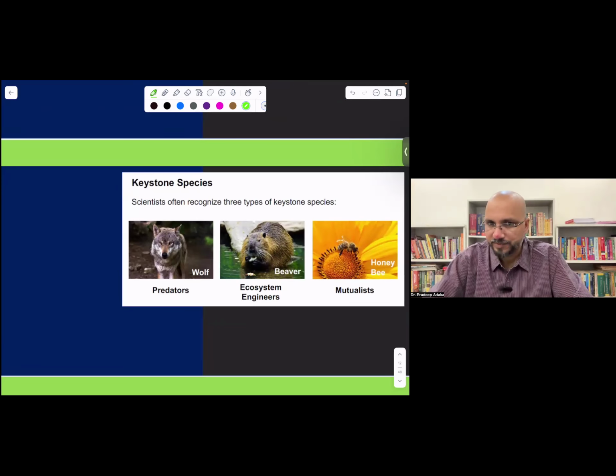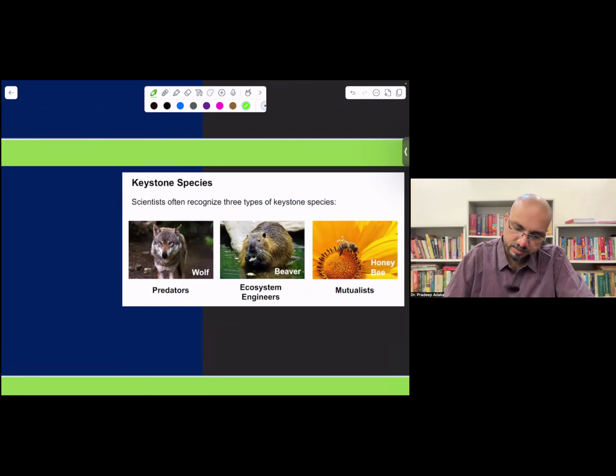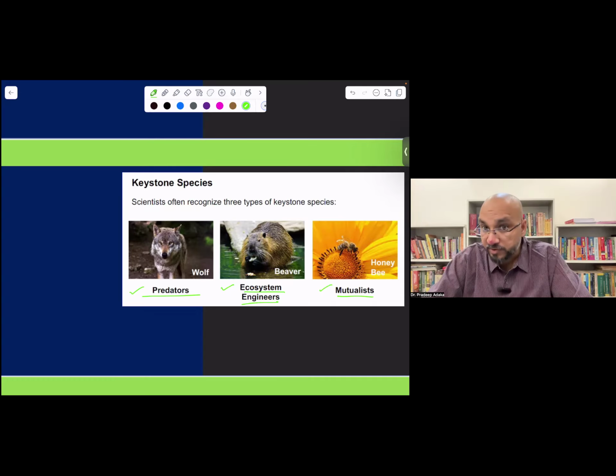Scientists have often recognized three types of keystone species. One group is predators: tigers, wolves fall under this. Then there are ecosystem engineers: beavers, for example, and the elephant also falls in this particular category. Then mutualists: honeybees, right? For the majority of flowers, the honeybee is the only service provider in the case of pollination. Bats are also there, but bats can pollinate only specific flowers, and birds can pollinate only specific flowers, but for the majority of flowers, the honeybee is the major pollinator. So it can be a mutualist. These are the three types of keystone species identified by scientists.